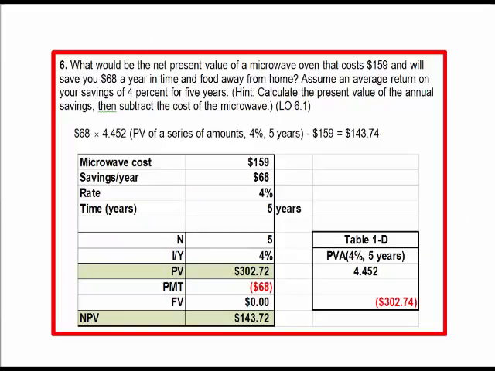What would be the net present value of a microwave oven that costs $159 and will save you $68 a year in time and food away from home? Assume an average return on your savings of 4% for 5 years.